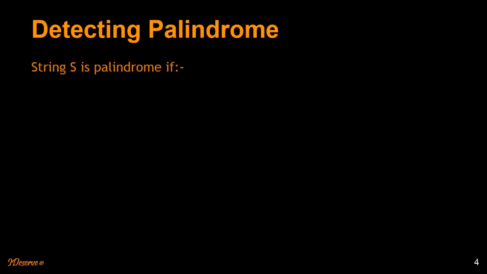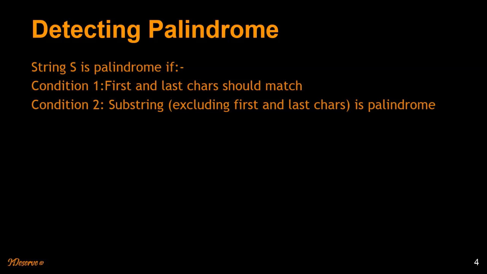To detect a palindrome, there are 2 conditions. If the first and the last characters match, and if you trim out the first and the last characters, the remaining substring should also be a palindrome. A single character is always a palindrome. If you look at this particular string NAN, the first and the last characters match, and if you trim out the first and the last characters, the remaining character, which is A, is also a palindrome. Now we know that NAN is a palindrome.